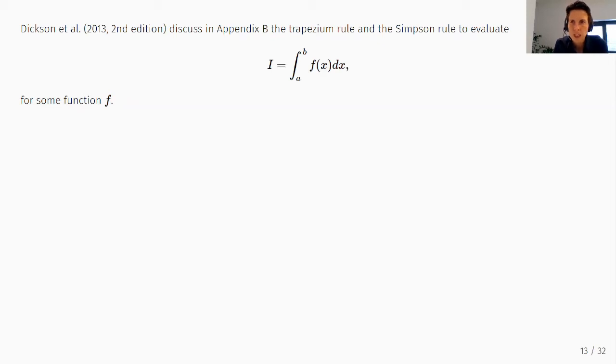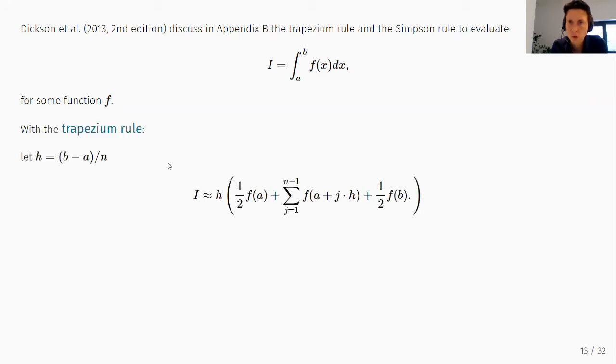So why do I mention that here? Because if you look at Appendix B from the book, there the authors focus on the numerical evaluation of an integral like this for a certain function f over an interval a to b. And then the authors propose the trapezium rule to do this. They define a step size h, let's say that's b minus a divided by a certain n. And then they explain that your integral can be approximated by the value that you see over here.